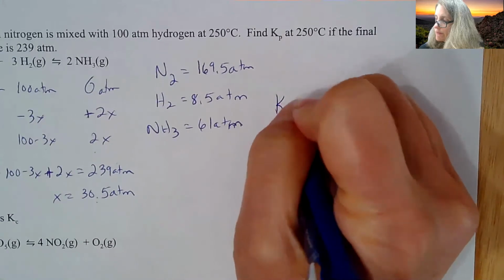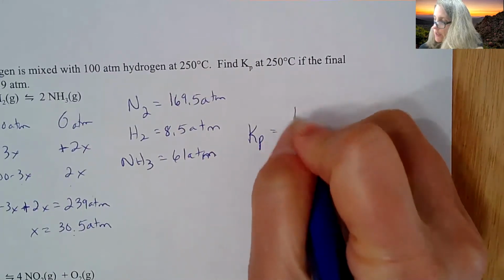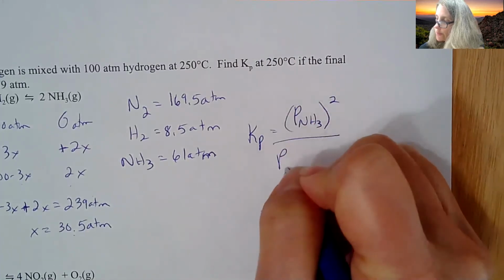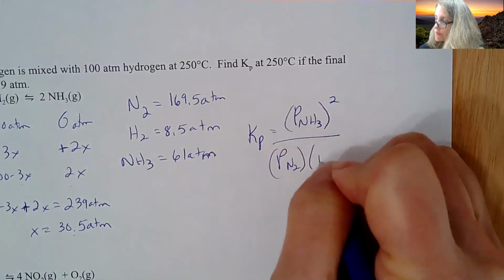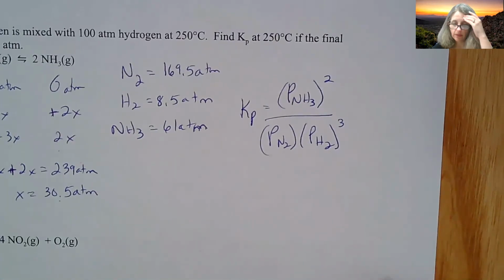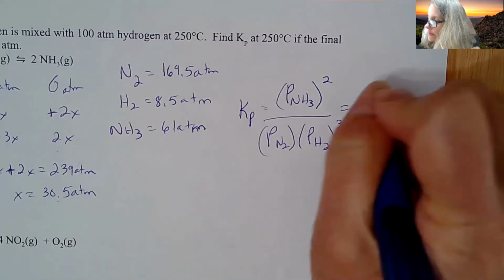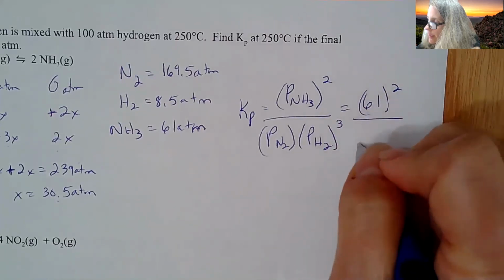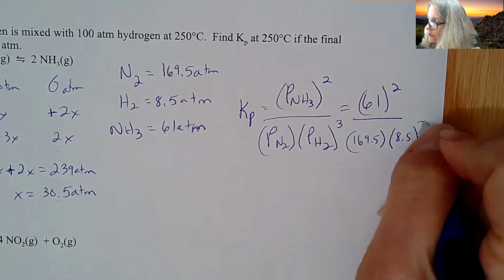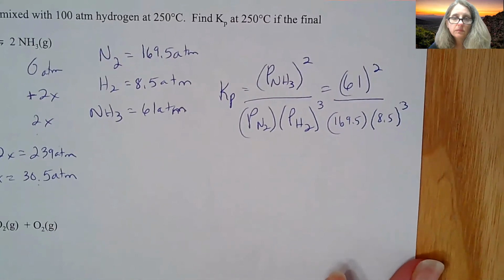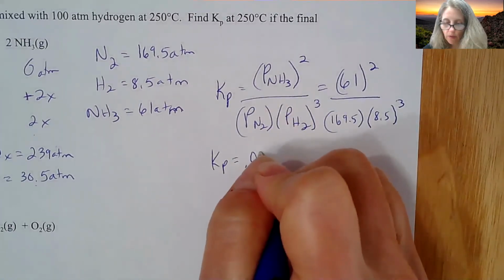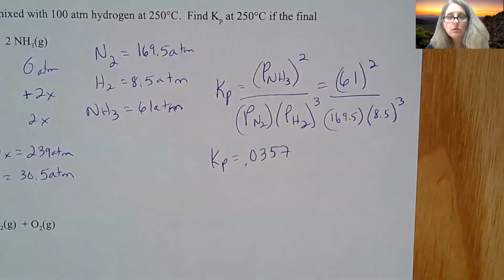So my Kp for this reaction is going to be the pressure of ammonia to the power of 2 over the pressure of nitrogen times the pressure of hydrogen to the power of 3. That's going to be 61 squared on the top, and 169.5 times 8.5 cubed on the bottom. That Kp value comes out to be 0.0357 when you do the math.